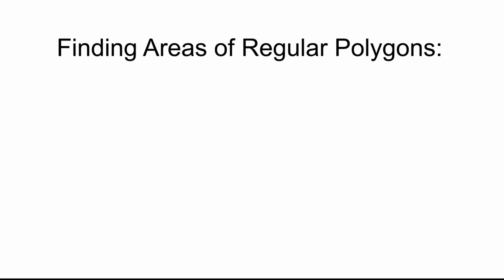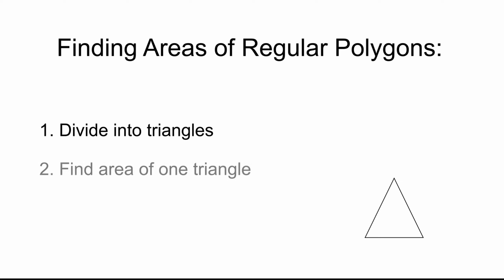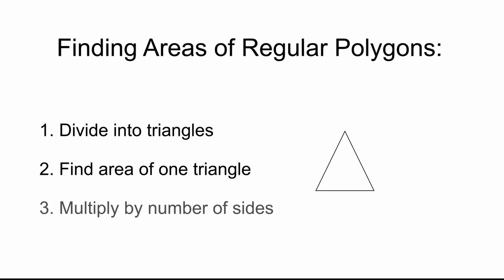Today we will learn how to find the area of a regular polygon. Let's take a look at our steps. First, besides a triangle itself, any regular polygon can be divided into a number of equal triangles. Next, if we find the area of one of these triangles, we can then multiply it by the number of sides to find the total area.